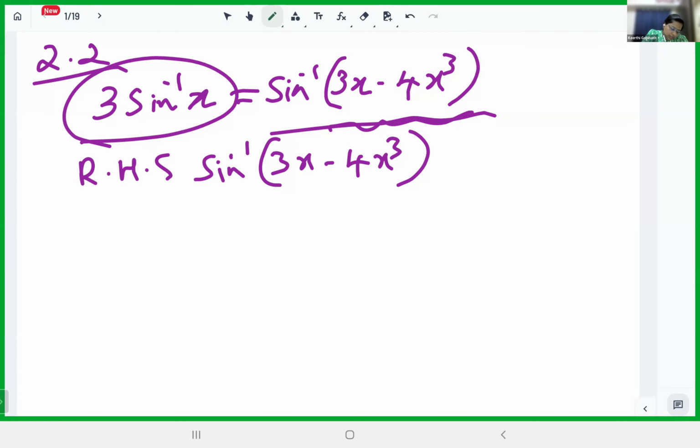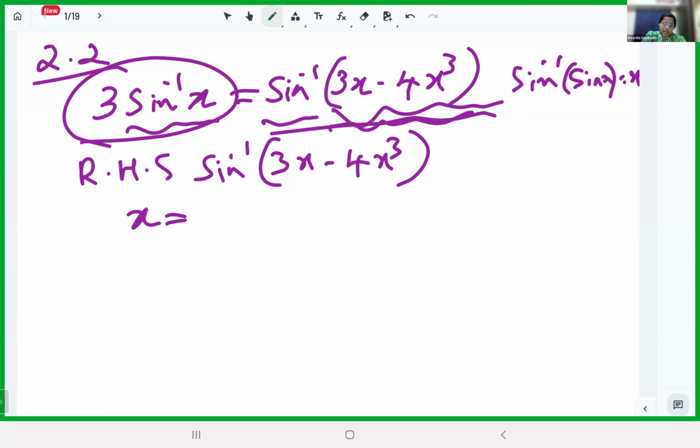Now, here also it is sine inverse. In order to apply the property, sine inverse of sine x is equal to x, we need this value in terms of sine. So I am putting x is equal to sine theta. So theta will become sine inverse x.